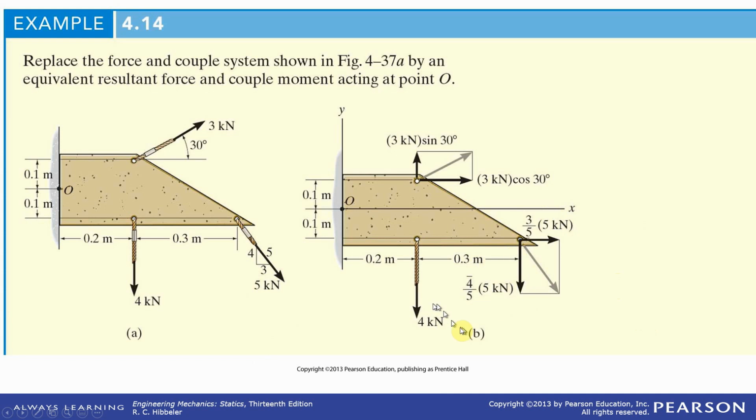So now we have forces aligned along our coordinate axes. We can just add up all the moments about point O. So it's 3 times 0.1, 3 cosine 30 times 0.1. This is the positive one. This would, oh, excuse me, this would be a negative one. This would be a positive moment. This would be a negative moment, 4 times 0.2.